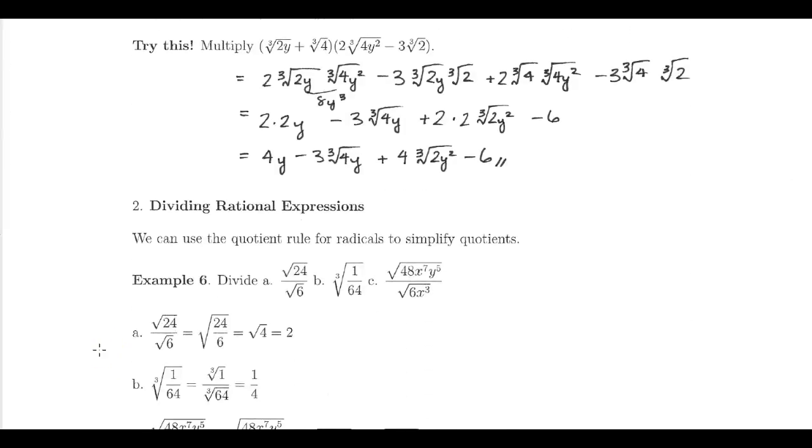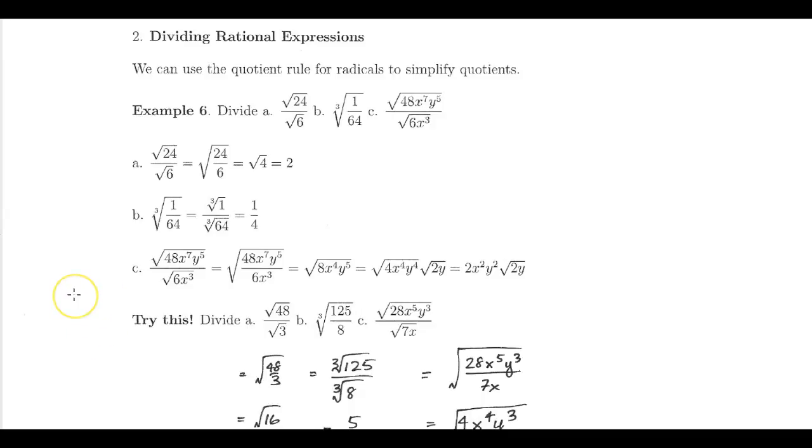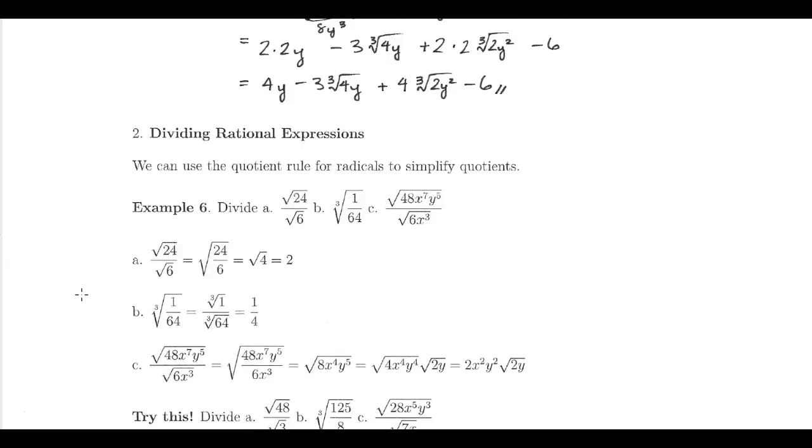Now this video is a continuation of Unit 8, Lesson 4, and in this video we're going to work with division of radical expressions. So here we can use the quotient rule for radicals. If we have the square root of 24 over the square root of 6, for example, we can write that as the square root of 24 over 6, which is the square root of 4, which is 2.